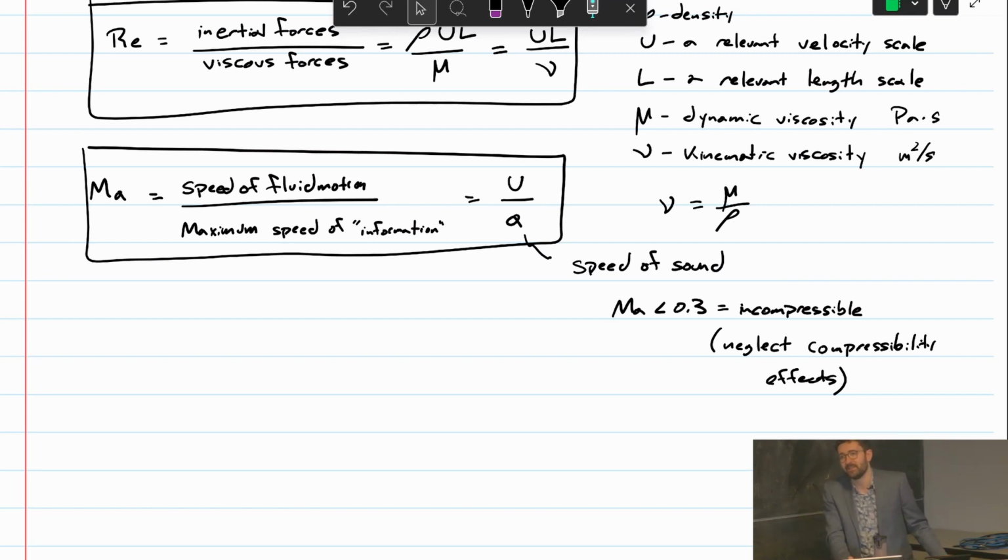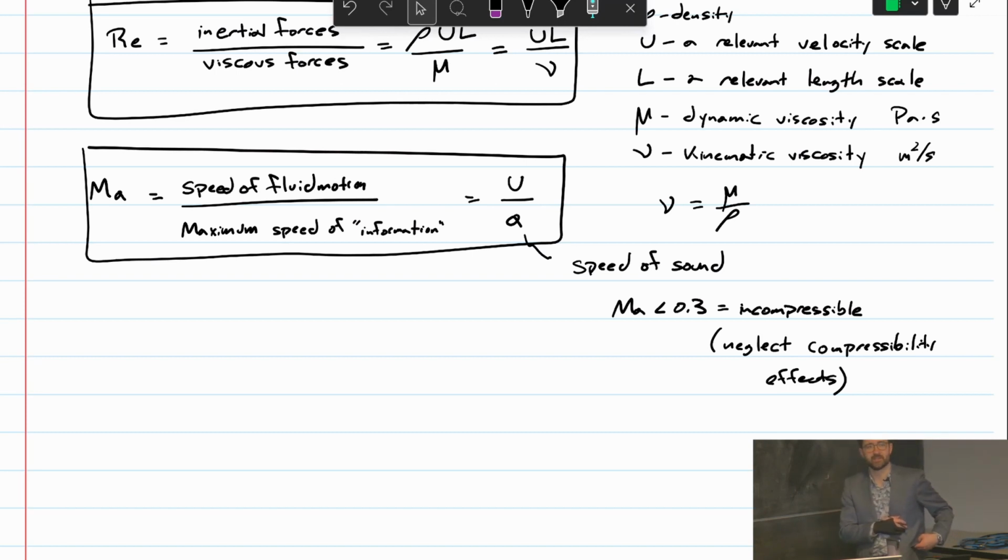Yep. So when you say Mach less than 0.3, is that the Mach 1 of that fluid, when it makes sound in that fluid? Yeah, the 0.3 is comparative to 30% of the speed of sound. Yeah, it's 30% of the speed of sound in whatever fluid you're in.